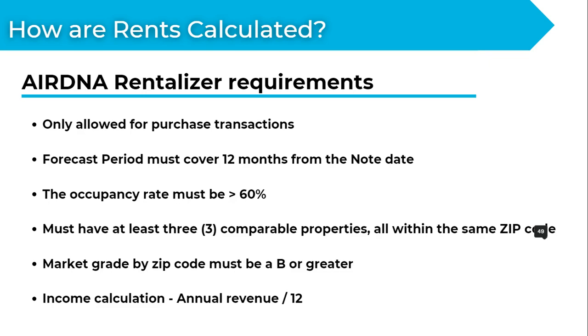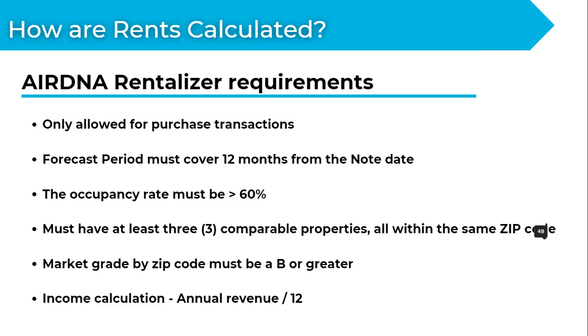Comparable properties are going to mean the same amount of rooms, bathrooms, doesn't have to be exact, but it has to be close. Square footage, the same type of features, if there's a pool, no pool. You should understand what comparable properties are if you're purchasing investments. Now, some lenders do require 5 comparable properties all within the same zip code. And then the market grade by zip code must be B or greater. And then the income calculation is the annual revenue divided by 12 months.